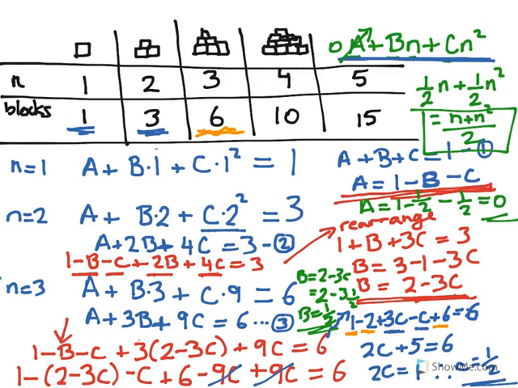2 plus 2 squared. 2 plus 4 is 6. 6 divided by 2 is 3. 3 plus 3 squared. 3 plus 9 is 12. 12 divided by 2 is 6. 4 plus 4 squared, that would be 4 plus 16, which is 20. 20 divided by 2 is 10. So we've actually solved mathematically our formula and proved that this sequence has the equation n plus n squared divided by 2.